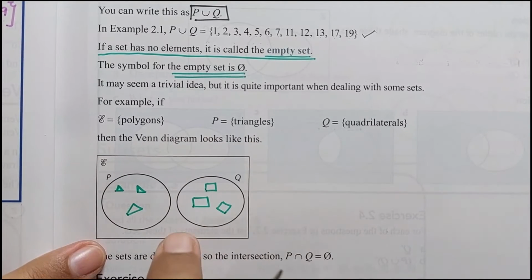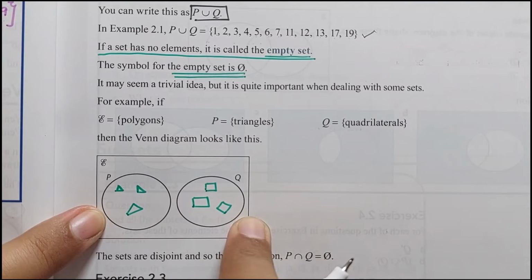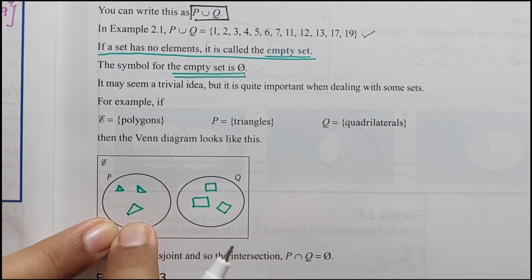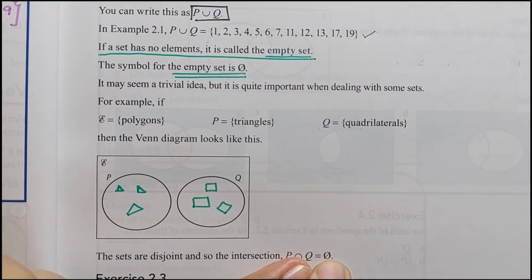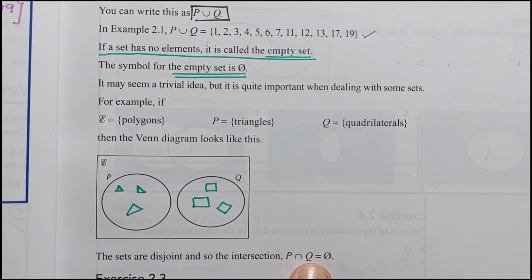So how can we show this in the Venn diagram? You can see these two sets are disjoint, right? So what is their intersection? Their intersection is phi. The intersection of set P and set Q is an empty set, or just phi. This is the notation to represent that set.